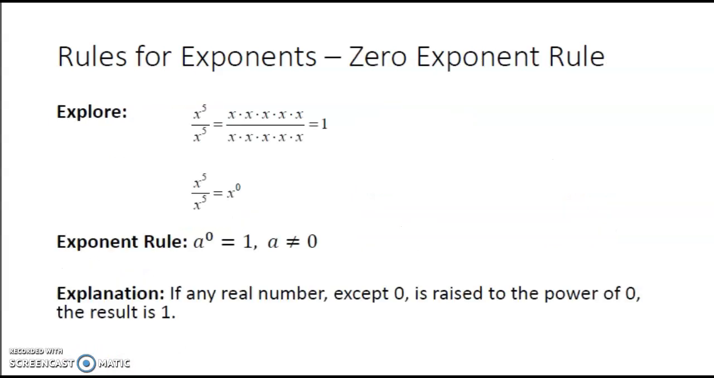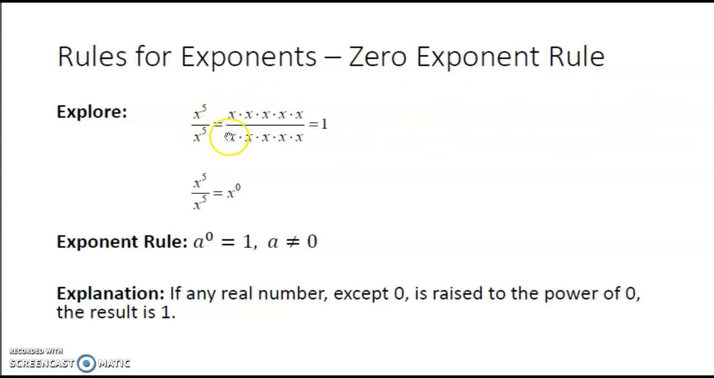Our next rule is actually one of the results of looking at the quotient rule. So let's talk about the 0 exponent rule. In the exploration, we have x to the 5th divided by x to the 5th. If we look at this in 2 different ways, we can see what those 2 ways tell us and then draw some conclusions from both of those methods.